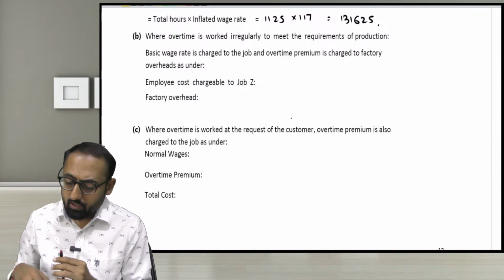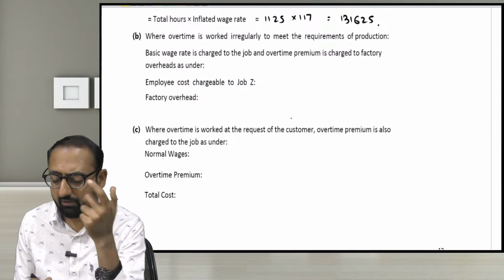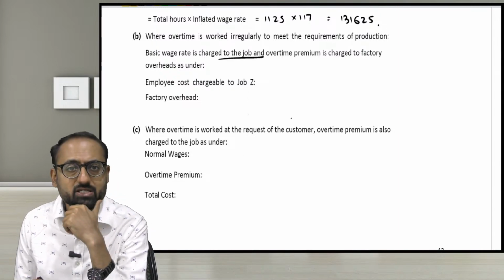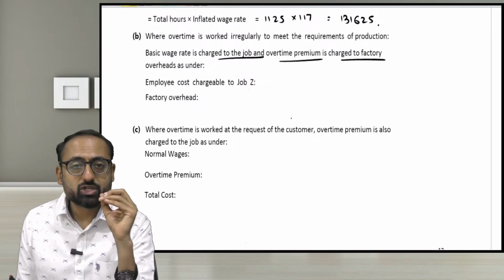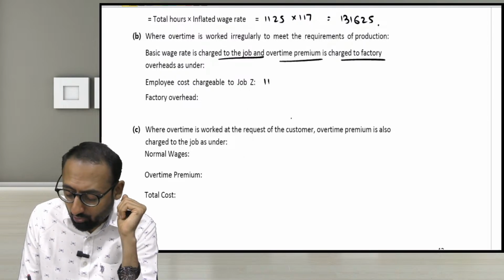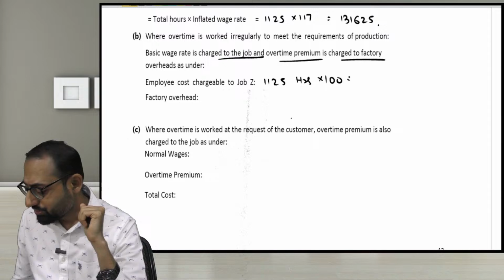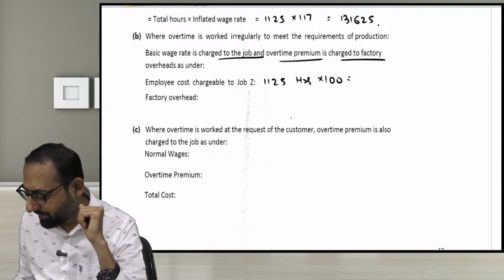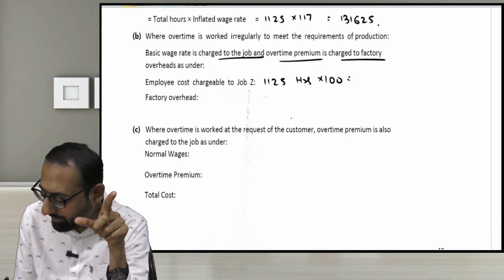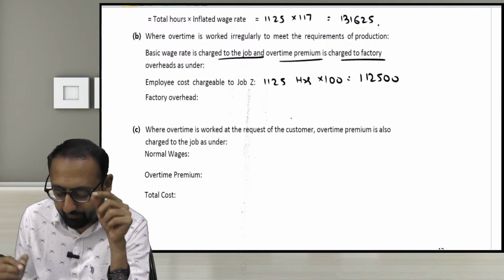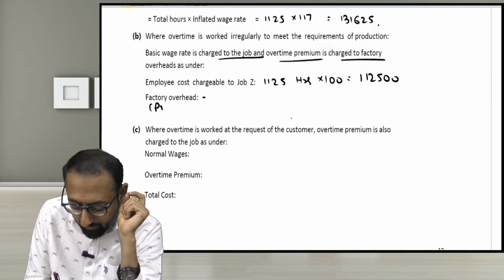Let's see, guys. Basic wage rate is chargeable to the job and the premium will be charged to the factory overhead as follows. So the amount chargeable to job number Z will be 1125 hours totally worked for the job multiplied by 100. So 1125 multiplied by 100, the total amount chargeable to that job will be 1,12,500.